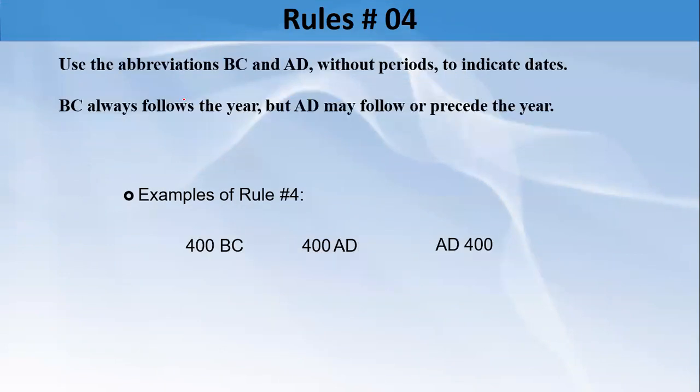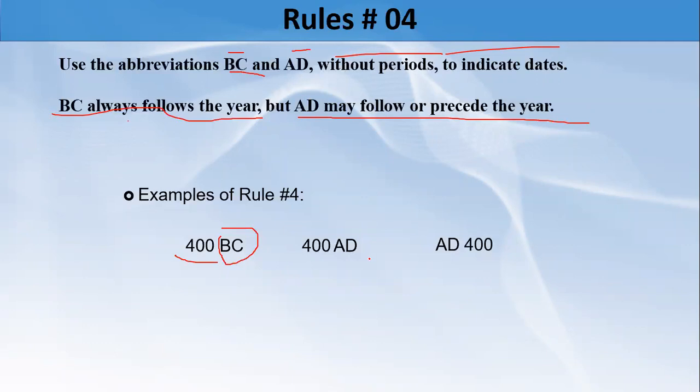Moving to rule number four: use abbreviations BC and AD, which stand for before Christ and after Christ, okay, Jesus Christ, without periods to indicate date. BC always follows the year, but AD may follow or precede the year. Now look at BC, it always follows the year, like it comes after the year all the time. While AD may follow the year, here is the year, okay, 400, and this AD is following it.